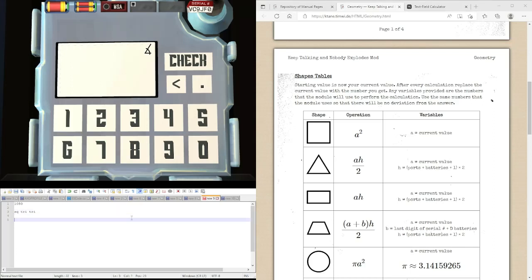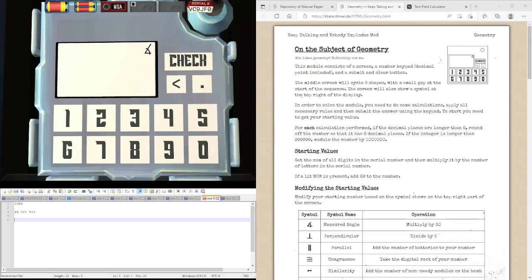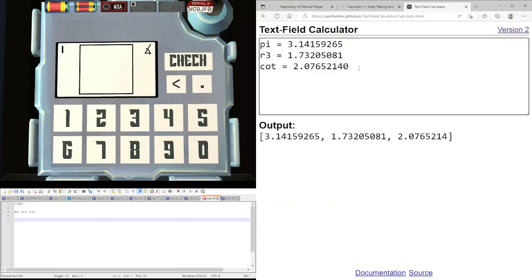So our first one is a square, where we just square our current value. Do note that if at any point our decimal places get longer than 6 decimal places, we shall round to 6 decimal places. And if the integer part gets larger than a million, we're going to modulo by a million. Or if it becomes a million, you also modulo it. So we're going to take 1080 and square it, and we're going to get this.